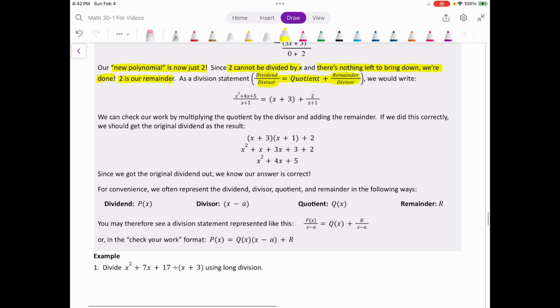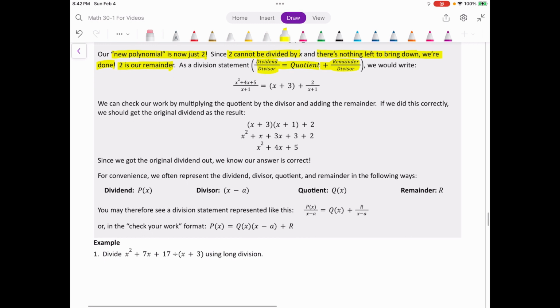Well, the same way we could check that 11 divided by 4 is 2.75 by multiplying 4 by 2 and then adding 3 out of 4, right? Adding 3, okay? Same thing here. We can check our work by multiplying the quotient by the divisor and adding the remainder.